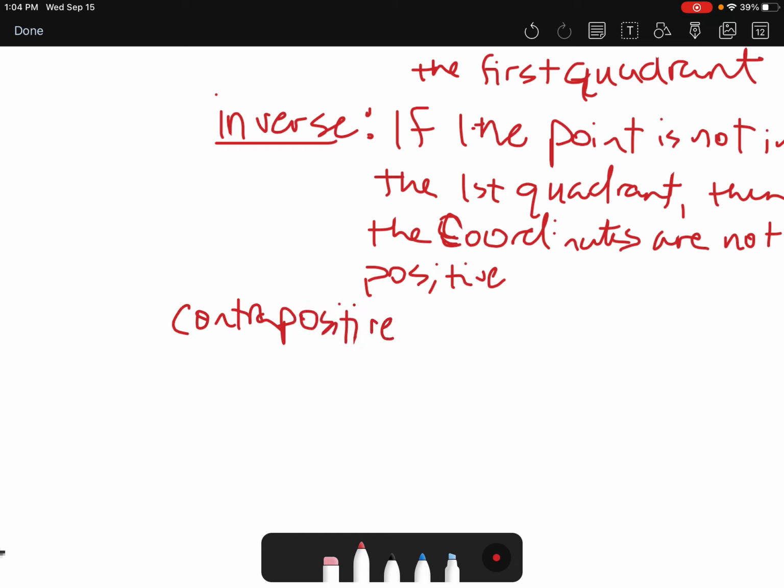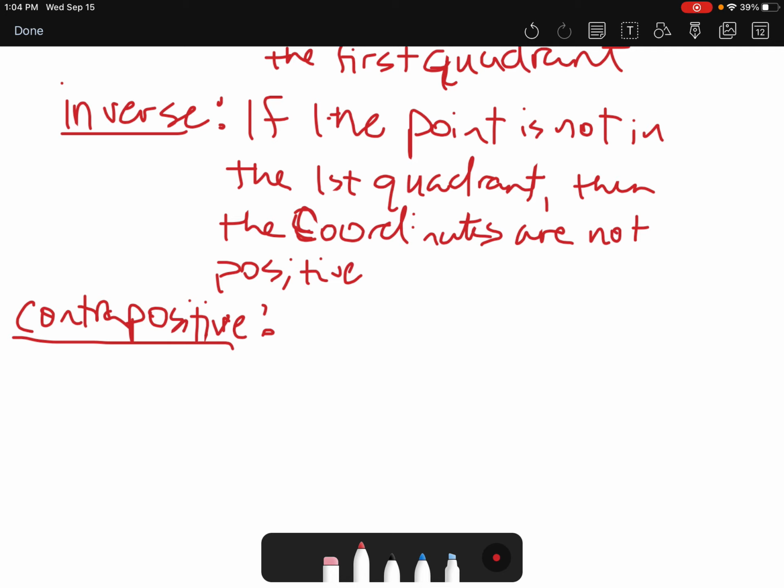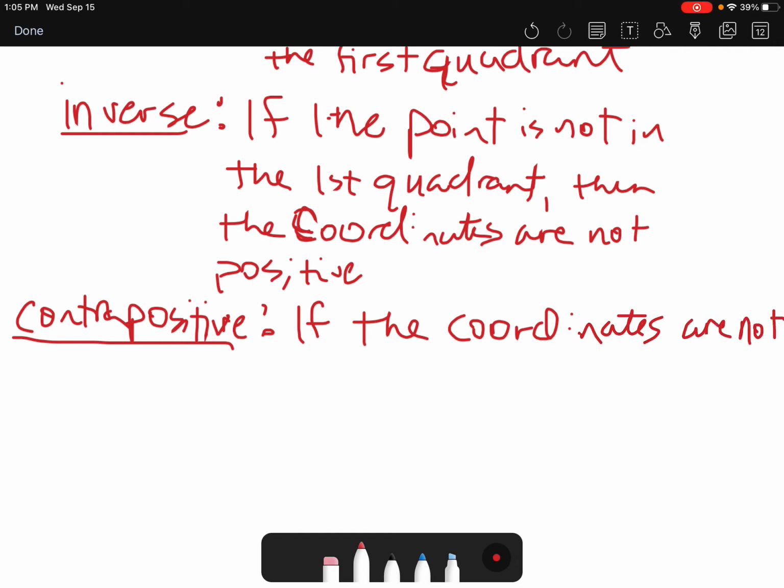I apologize that my normal pen is not working today. For the contrapositive, we're going to say if the coordinates are not positive, then the point is not in the first quadrant.